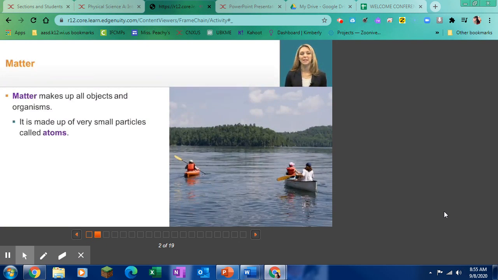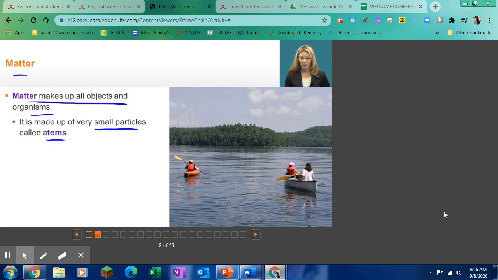In this image, you see a family or some friends going kayaking and canoeing, and you see also trees, the lake, the clouds, the paddles. There's all kinds of objects in here. The question is, what are all of these things made out of? The answer is matter. Matter makes up all objects and organisms, or living things. So the lake, the trees, the clouds, even the people, and even the air around them is made out of matter. Now, have you ever wondered, if everything's made out of matter, then what's matter made out of? Well, matter is made up of very small particles called atoms.